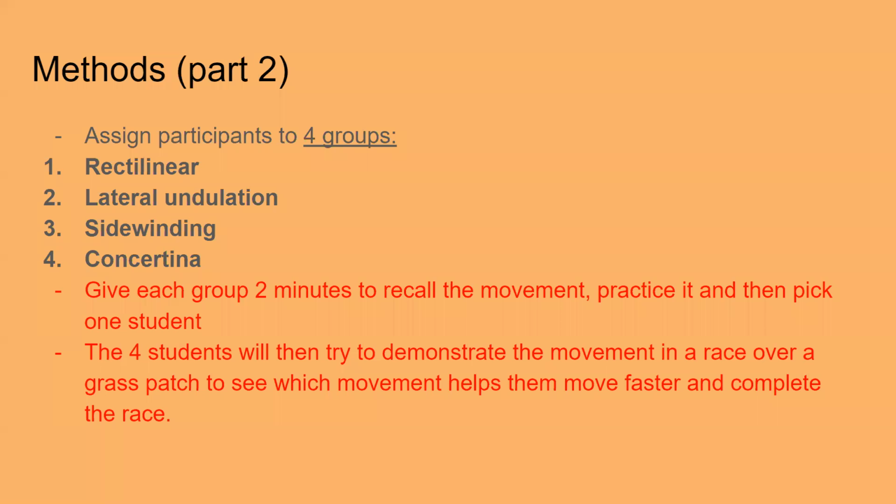Next slide, please. And then in the second part, we divided the kids up into 4 different groups, and we gave each group a certain movement. They were given a few minutes to recall the movement and then practice it. They were given wooden snake toys to practice with as well. And then at the end, they had to pick one student who would participate in a race. So overall, 4 students raced against each other, each representing a different movement, to see which movement helped them move faster and complete the race.